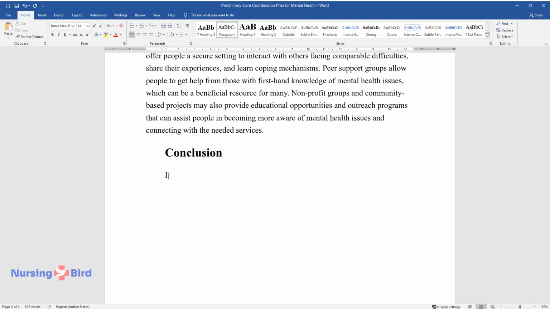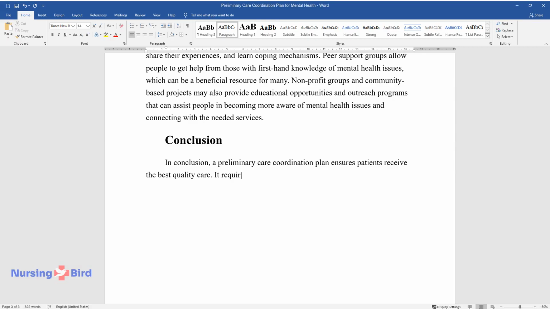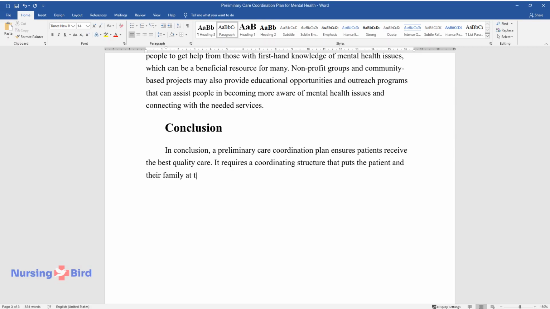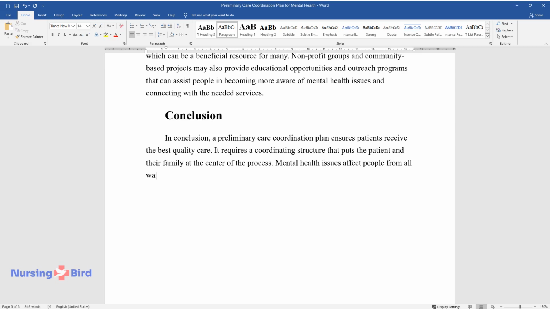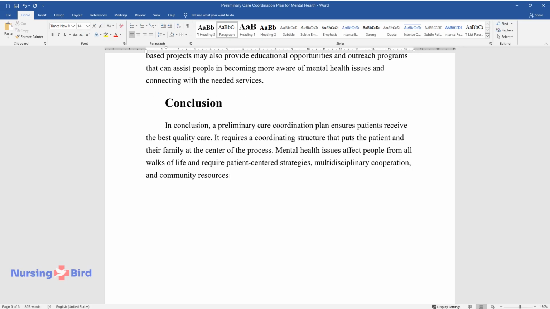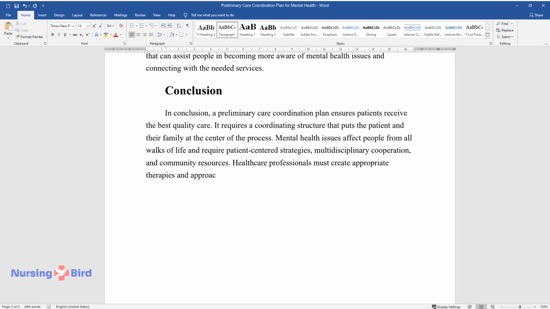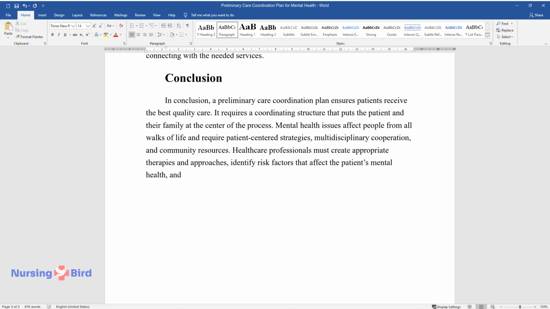Conclusion. In conclusion, a preliminary care coordination plan ensures patients receive the best quality care. It requires a coordinating structure that puts the patient and their family at the center of the process. Mental health issues affect people from all walks of life and require patient-centered strategies, multidisciplinary cooperation, and community resources. Healthcare professionals must create appropriate therapies and approaches, identify risk factors that affect the patient's mental health, and consider the various cultural and individual viewpoints on mental health concerns.